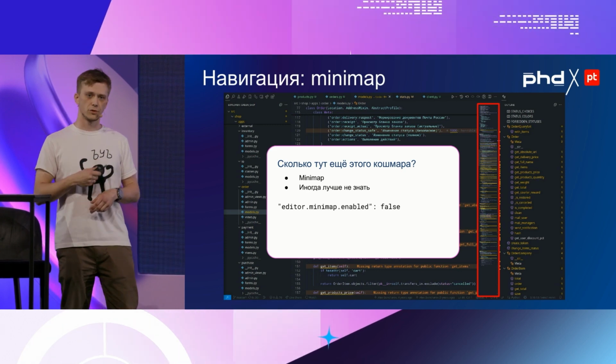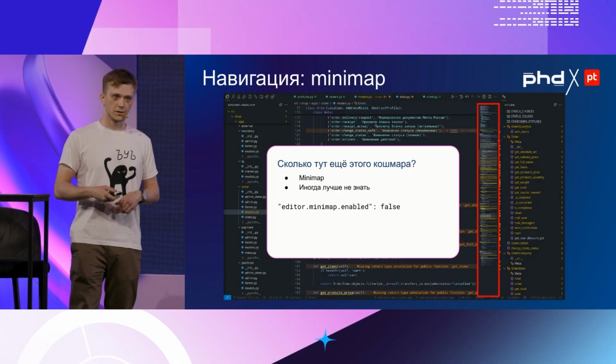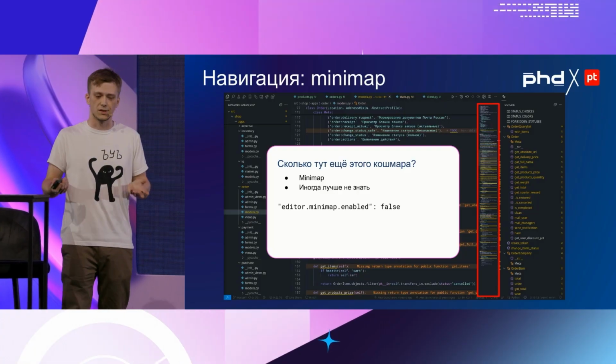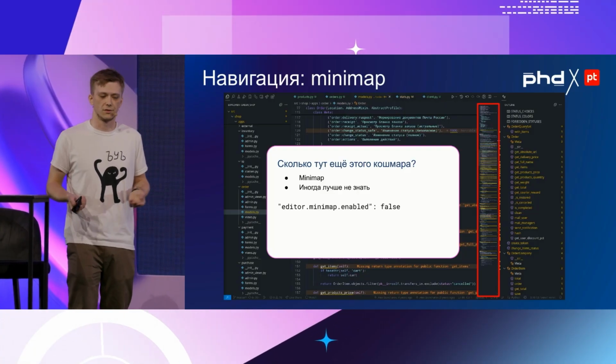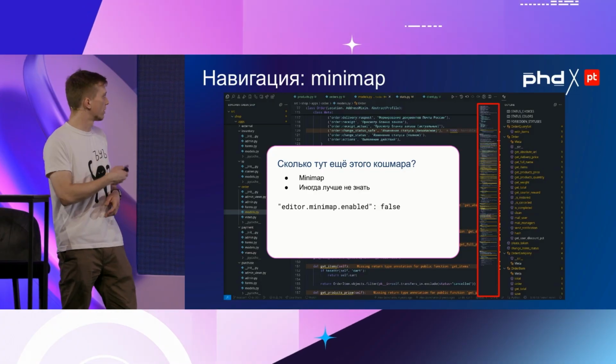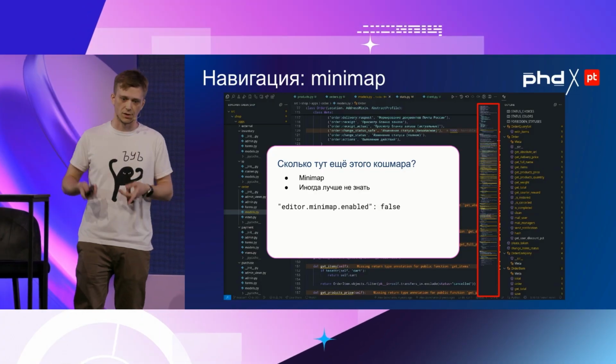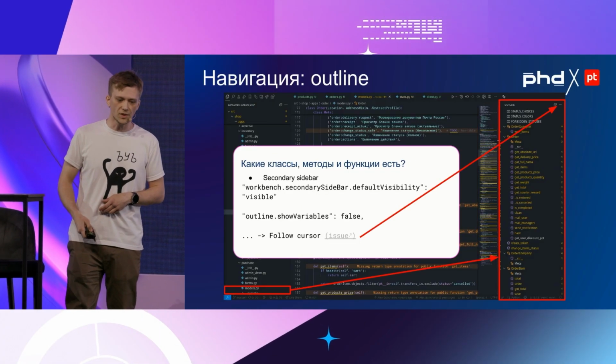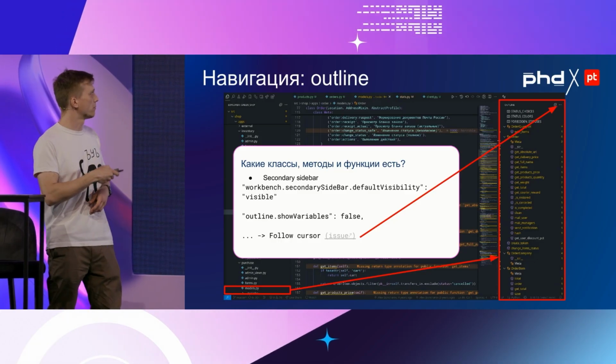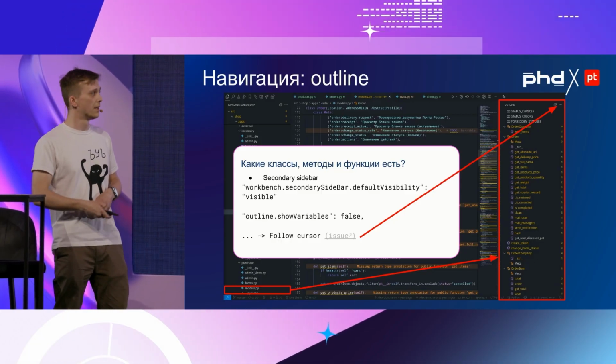Minimap. Minimap answers the question, how long will this file continue? It normally takes up space. It's not quite useful, so this can be hidden with this setting. Editor minimap false. It saves some space.